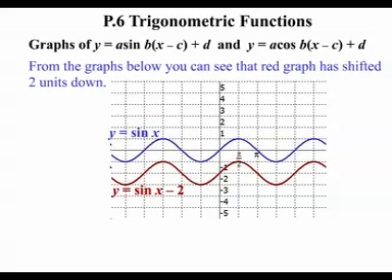Here you can see the result of a vertical shift. The blue graph is just y equals sine x, and the red graph is y equals sine x subtract 2, the d value being subtract 2, moving it down 2 units.